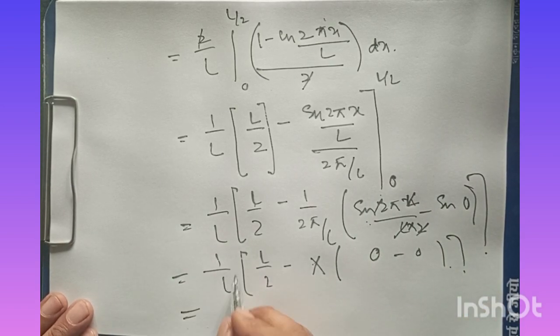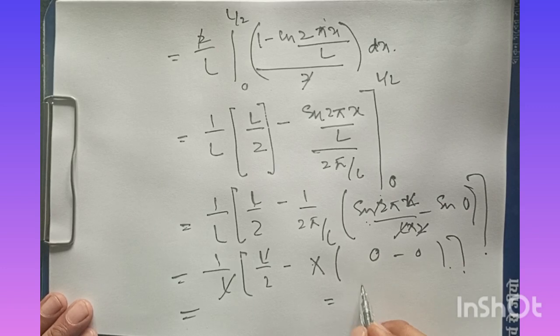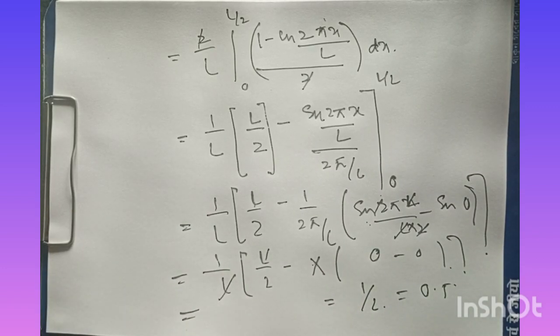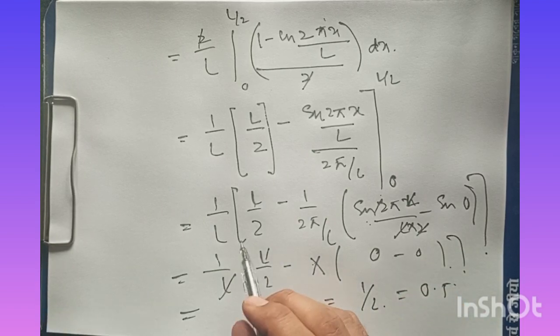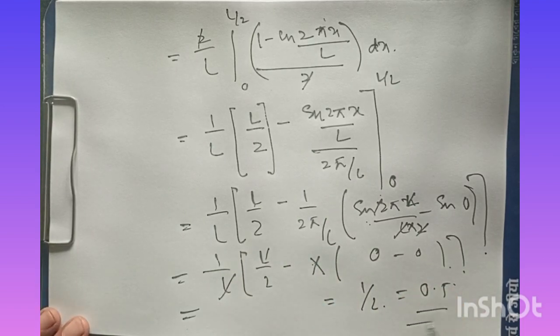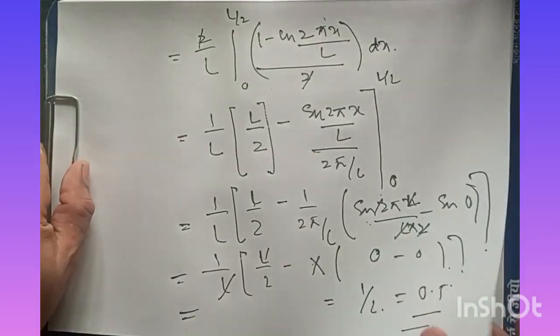So what we are left with, this L and L will go, what we'll get is 1 by 2, so this is 0.5. So the probability of finding this particle from 0 to L, when the normalized wave function that's given there, is equal to 1 by 2, that's half. Now let's move on.